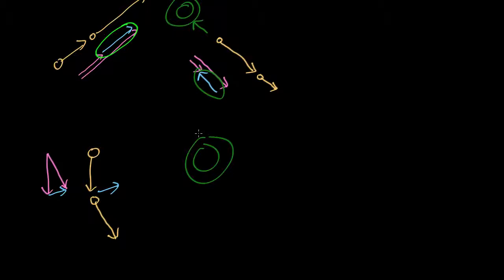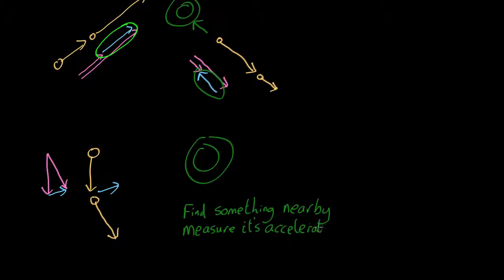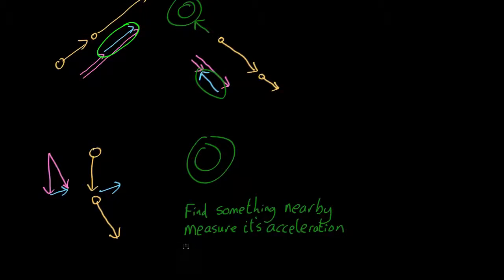So that's what we're going to do. We want to work out how much a galaxy really weighs. We find something nearby, measure its acceleration, and we will use the equation acceleration equals GM over r squared to go from the acceleration to calculate the mass.